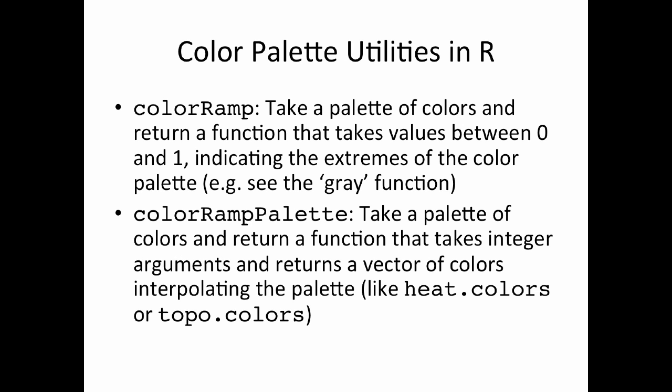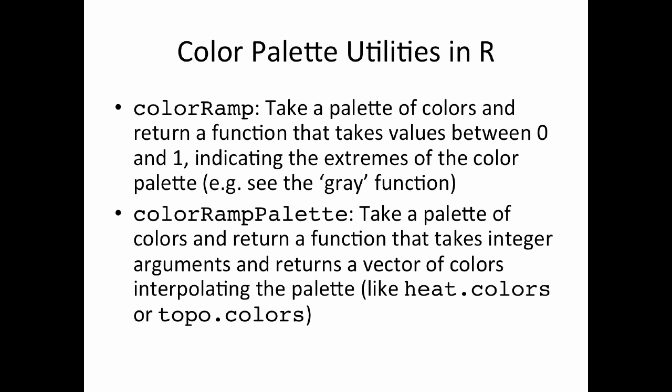So the colorRamp function specifically takes a palette of colors and it returns another function. And this function that's returned by colorRamp will take values between 0 and 1, indicating the extremes of the color palette. A similar function that already exists in R is the gray function. The gray function interpolates between black and white, and so it gives you all the shades of gray that are in between black and white. The colorRamp function is a generalization because it'll take any set of colors in your palette and give you a function back that takes numbers between 0 and 1 and can interpolate between the extremes of the color palette.